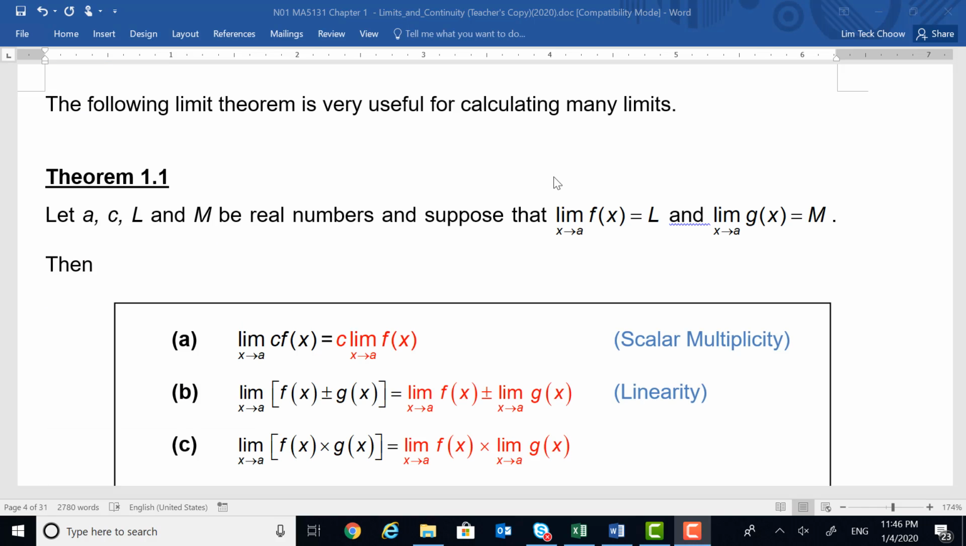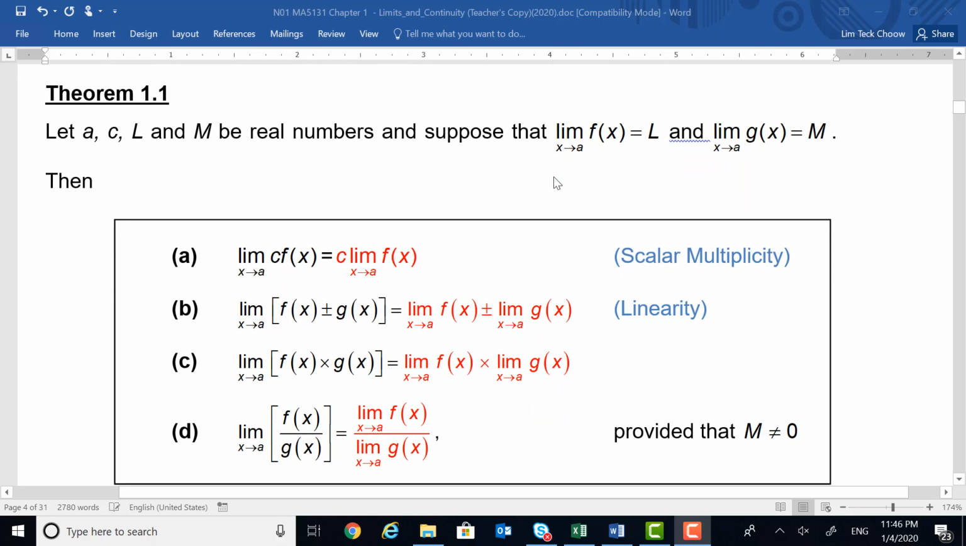To help us with calculating many more limits, we have to equip ourselves with more standard results, in this case from Theorem 1.1. Now these are also standard results that even if I have not told you, you could potentially have guessed. The first one is the constant: if this is a constant, it can be pulled out. And the second one is if you have the sum or difference, again it will be the sum and difference of the two limits. Likewise and likewise.